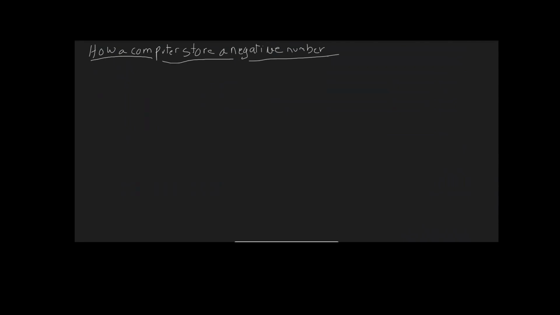Hello everyone. In this video, let's learn how a computer stores a negative number. We already learned that computers only understand zeros and ones. So if we have a positive number, let's say plus 5 for example, the computer stores it as 0101 in its binary form. How about if we have a negative number, negative 5 for example, how does a computer store it?